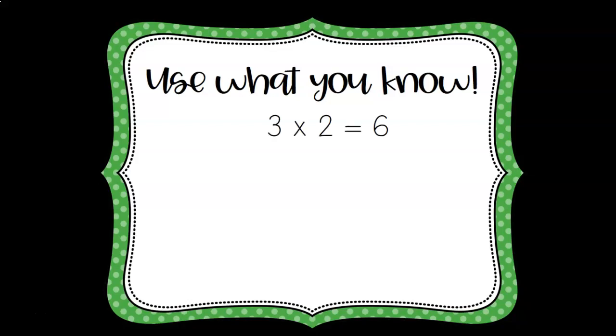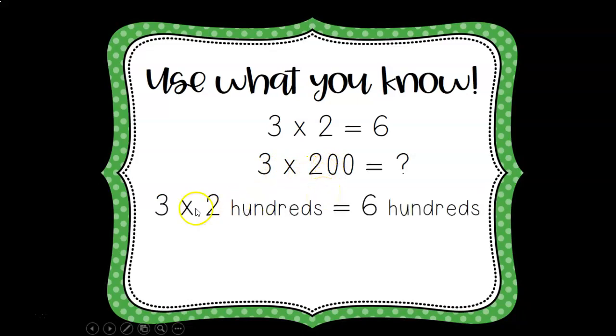Again, I'm going to use what I know. I know 3 times 2 is 6. So what is 3 times 200? I can rewrite it as 3 times 2 hundreds. I'm going to use my basic fact, the 3 times 2, and I get a 6, and it's hundreds. So 3 times 200 is 6 hundreds.